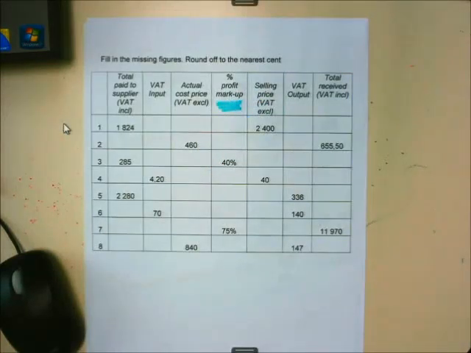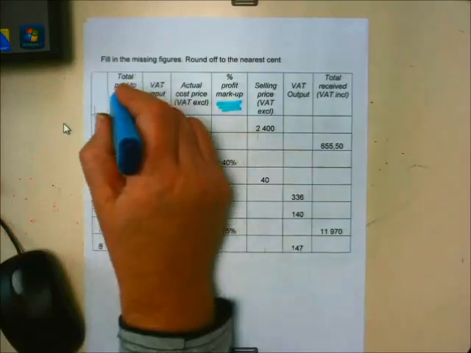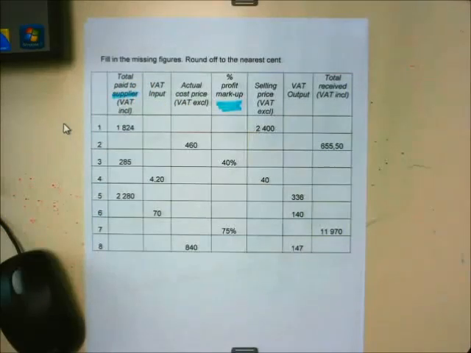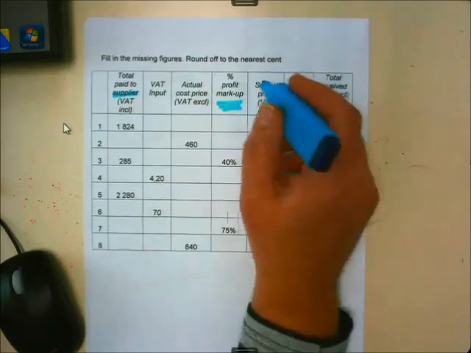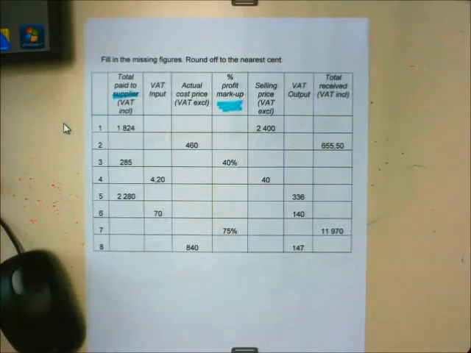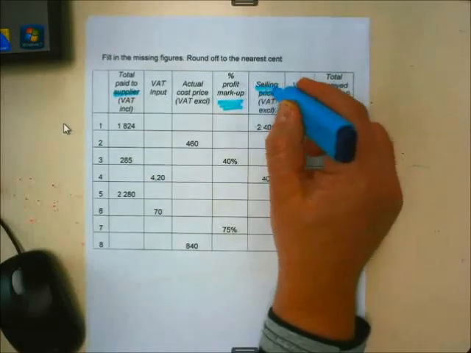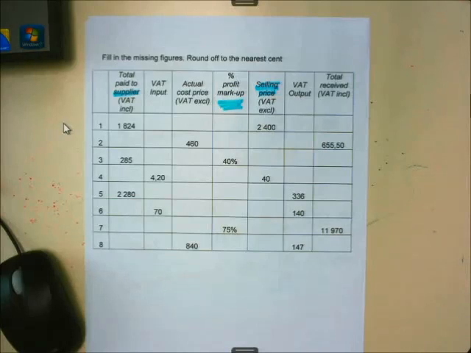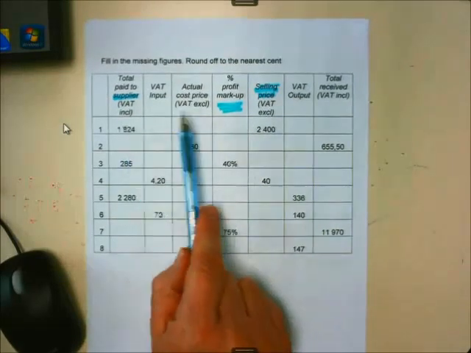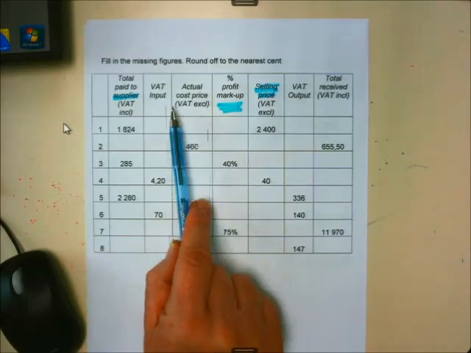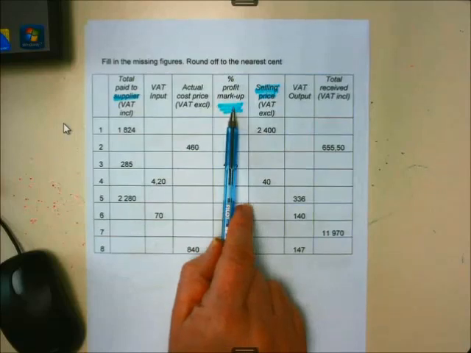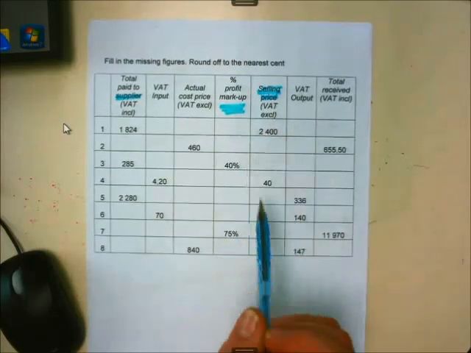And on the left-hand side, we've got the supplier. So that is what we bought the things for. And then we have the total received from our customers. So this is the selling part. We bought it for a certain amount VAT exclusive. Then you work out your profit markup. You add your profit markup. And then you've got your selling price VAT exclusive.